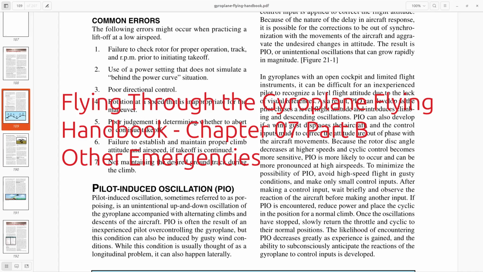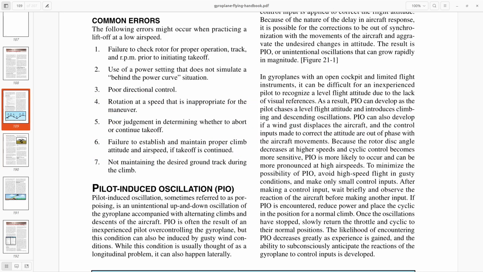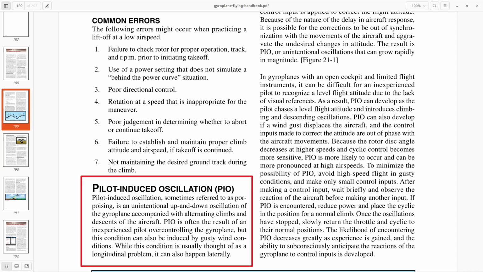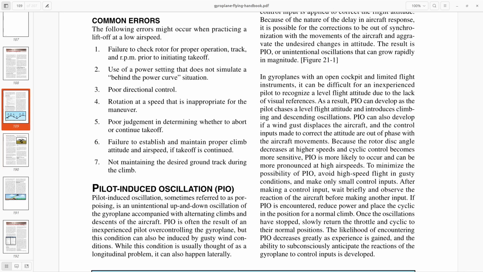In this video, we're going to continue our discussions from the 7th chapter on gyroplane emergencies. And in particular, we're going to talk about things that happen after you tried to take off. So we're going to start by talking about pilot-induced oscillations, or PIO. Sometimes we call this porpoising.